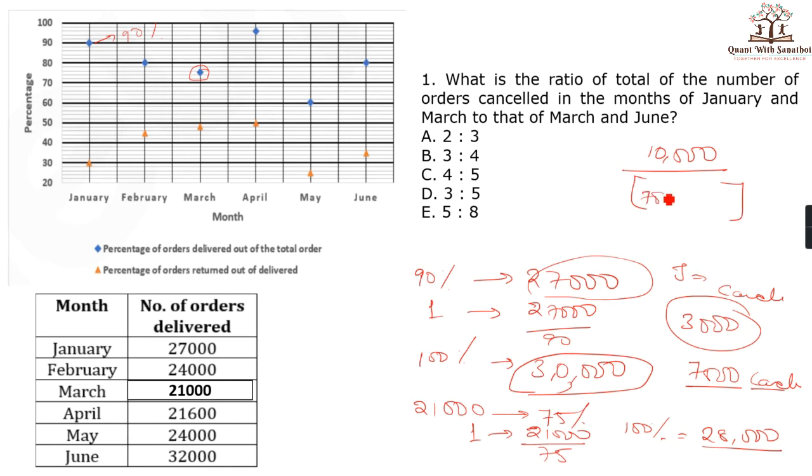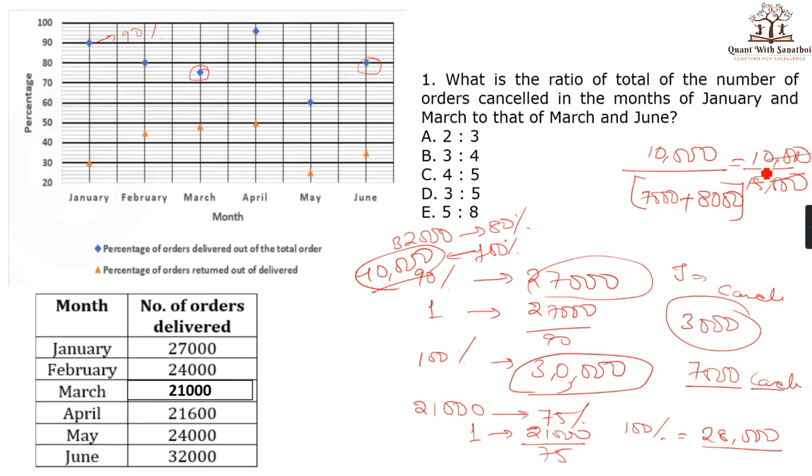March we already got how much? That is 7,000. Now we need to find June. For June, the diamond sign indicates 80%. That means 32,000 indicates 80%. Therefore 100% will be equal to 40,000, which means the cancelled order is how much? 40,000 minus 32,000, that is 8,000. Therefore the ratio is 10,000 divided by 15,000, which results into 2:3. So the answer is option A.